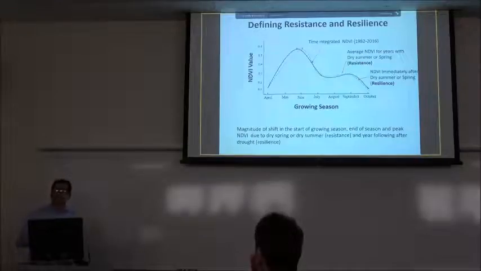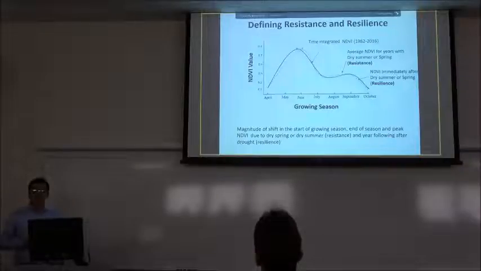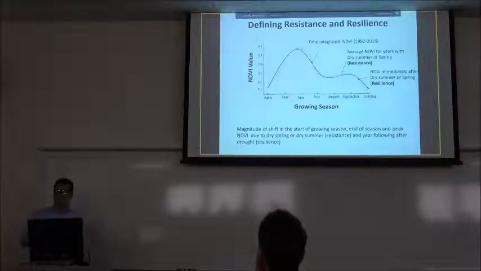Similarly, the resistance and resilience will be quantified in terms of shift in the peak greenness period, as well as shift in the start of the growing season and the end of the growing season. So we can quantify the resistance and resilience and find the sensitiveness of these different grassland communities.